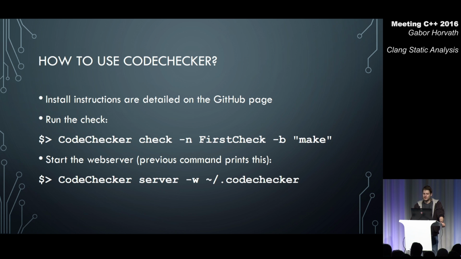The usage is relatively easy. Basically, if you have a project that needs to be checked, and it is using autotools or CMake or basically any other build system that is available in the open source community, you can just give the name of this check and then give CodeChecker the command that you usually use to build the project, and then when the analysis is finished, there is a command to start the web server, and then you can view the results using the web browser.